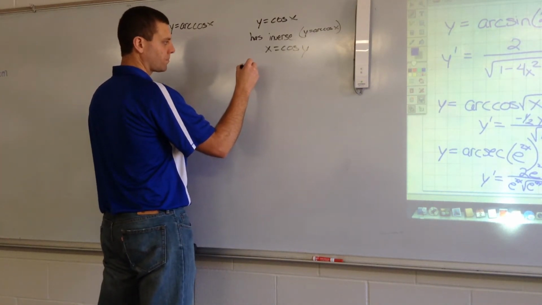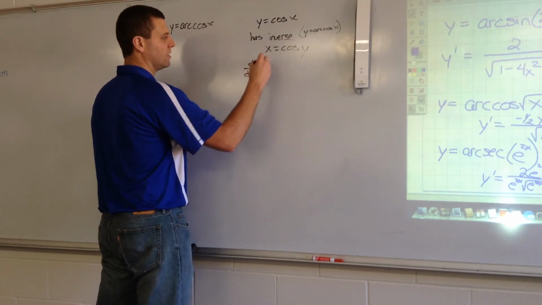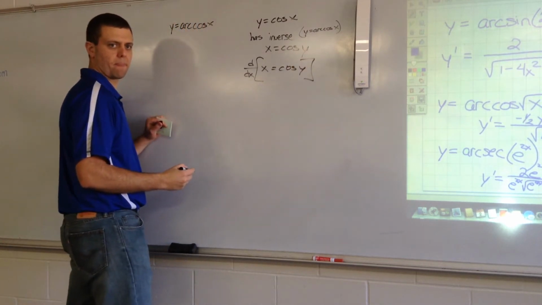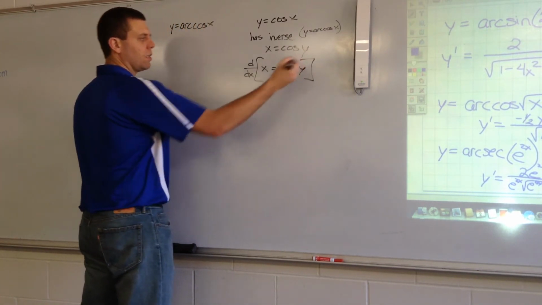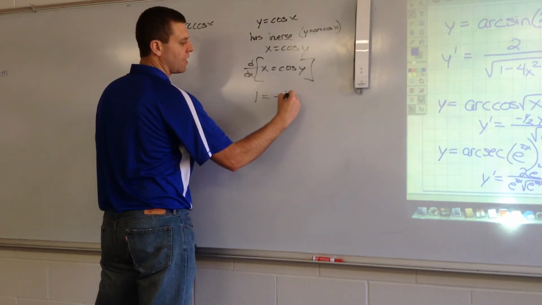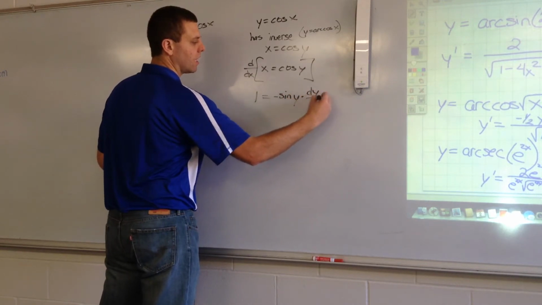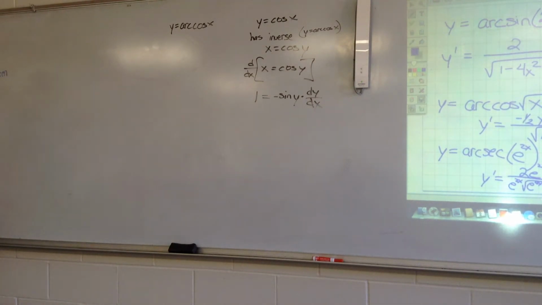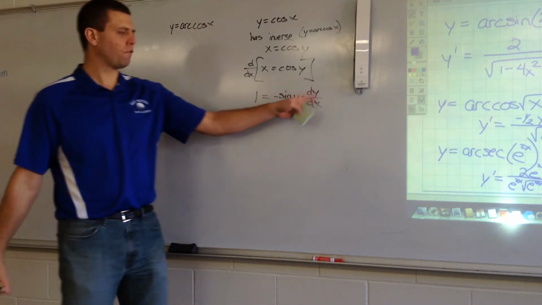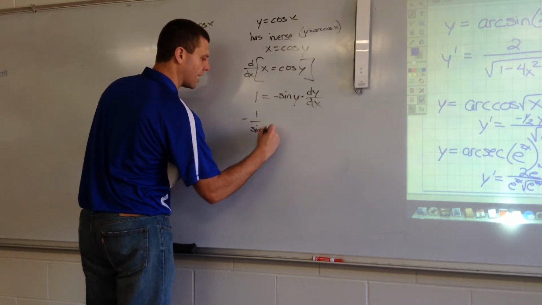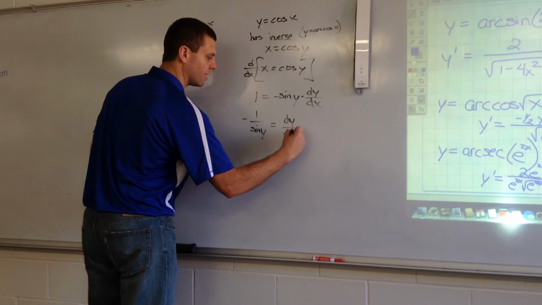So in other words, if I'm going to differentiate both sides with respect to x, okay? So I get 1 equal, what's the derivative of cosine y? Negative sine y, but d over dx times dy over dx. Because I differentiated with a variable that was not x. That's that implicit differentiation. Now if I solve for dy dx, I get negative 1 over sine y equals dy dx.